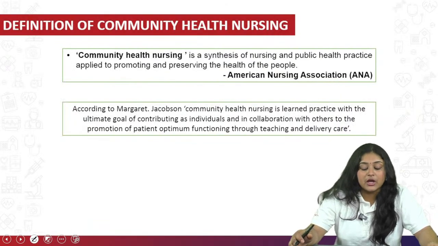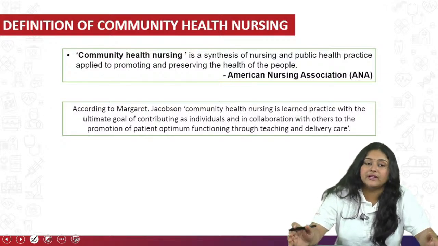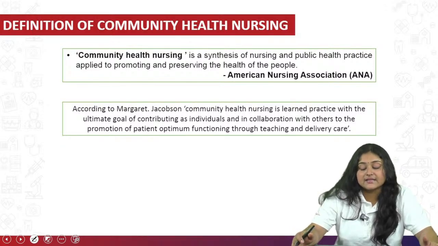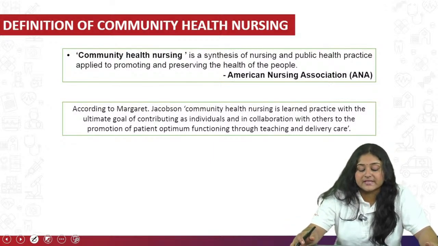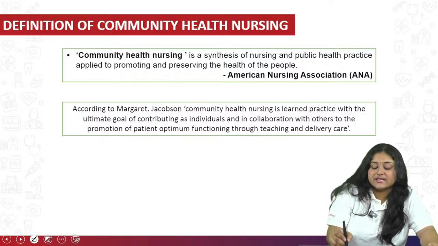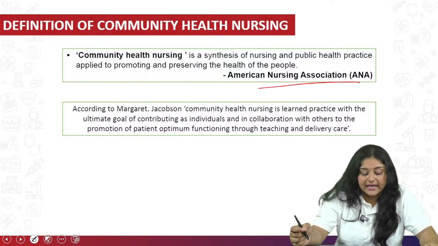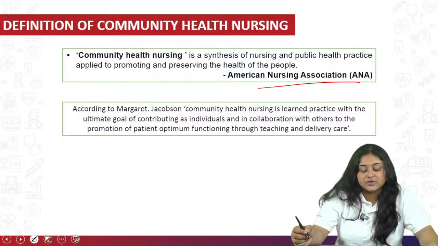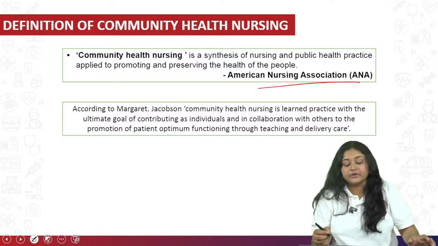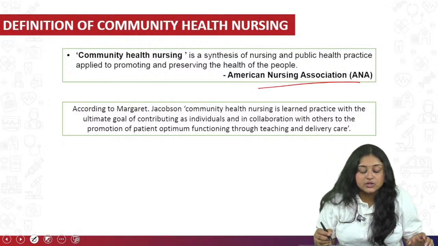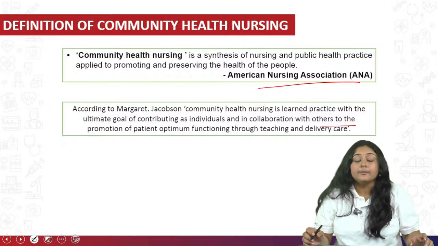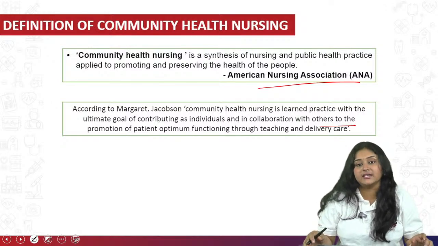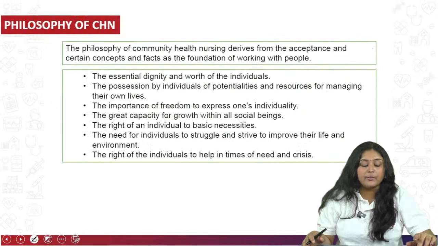Now come to the definition of community health nursing. What do you mean by community health nursing? It is a specialization of nursing practice which synthesizes nursing and public health practice, applied to the promotion, prevention, and preservation of the health of the people. That definition is given by the American Nurses Association, or ANA. According to Margaret Jacobson, community health nursing refers to a practice with the ultimate goal of contributing to the individuals, in collaboration with others, to the promotion of patients' optimal functioning through teaching and delivery of care. So that is the definition of community health nursing.